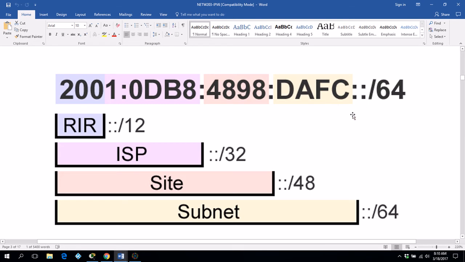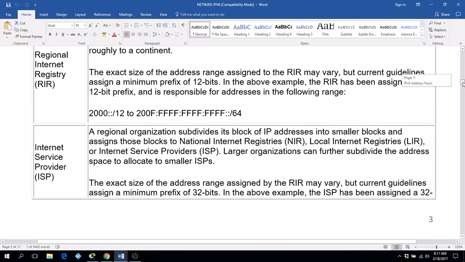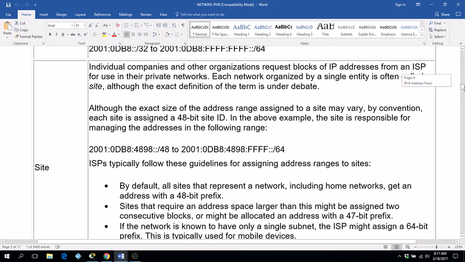So the first 4 hexadecimal, which is the first 64 bits, indicates again which part of the world you are in, who is your ISP, what company you are in, and the subnet in that company. That's what those first 4 hexadecimal are. The last 64 bits, the last 4 hexadecimal, is going to be your host address. What we call the interface ID number.